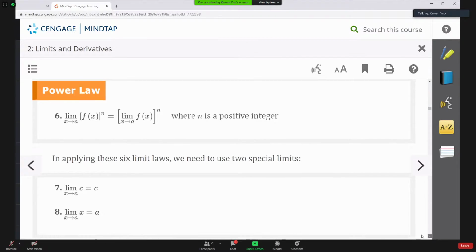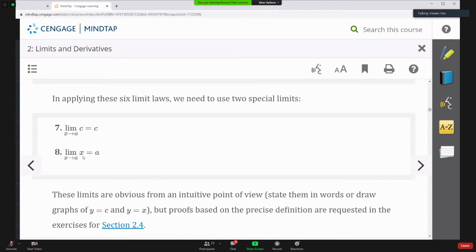Now this is the limit of x as x approaches a equals a. That's very easy, right? Because you can sketch it. We have to learn how to handle this, right? This is the x-axis, and then this is the y-axis, right?